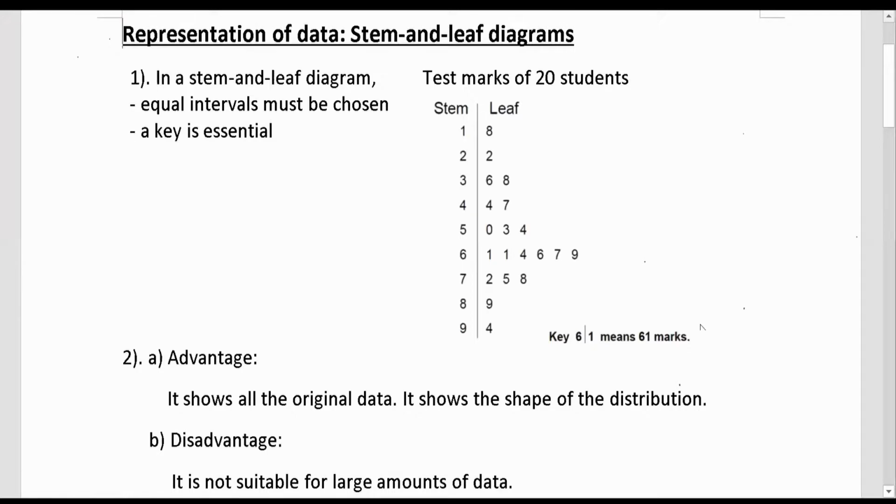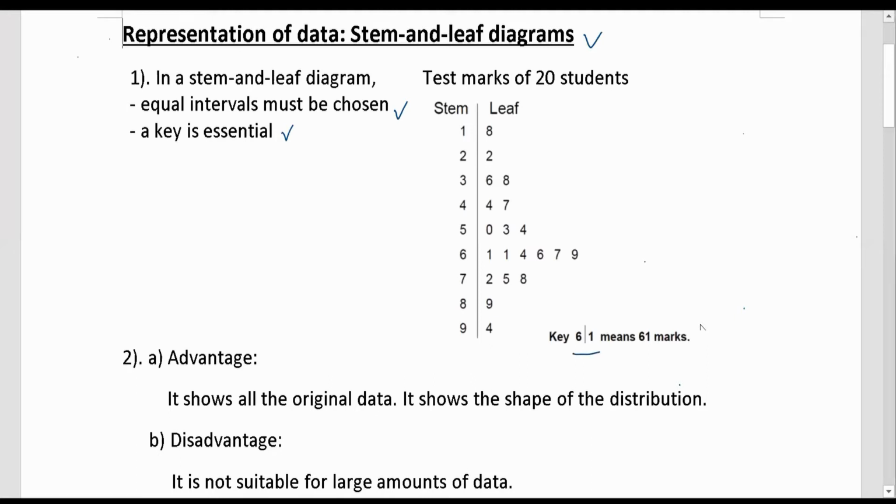Hi, in this video, we will discuss stem and leaf diagrams. In a stem and leaf diagram, equal intervals must be chosen. A key is essential. Let's see this example, test marks of 20 students.